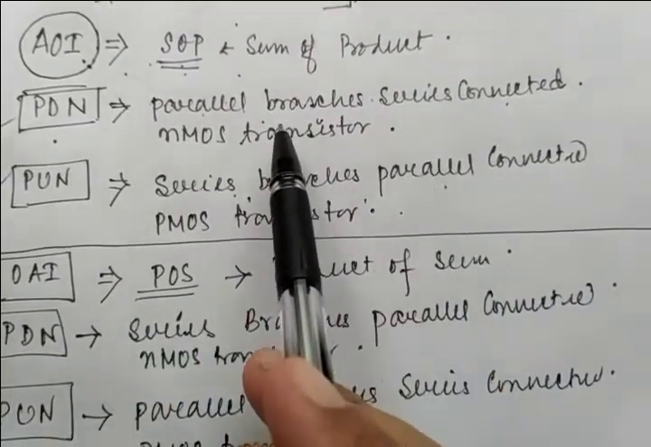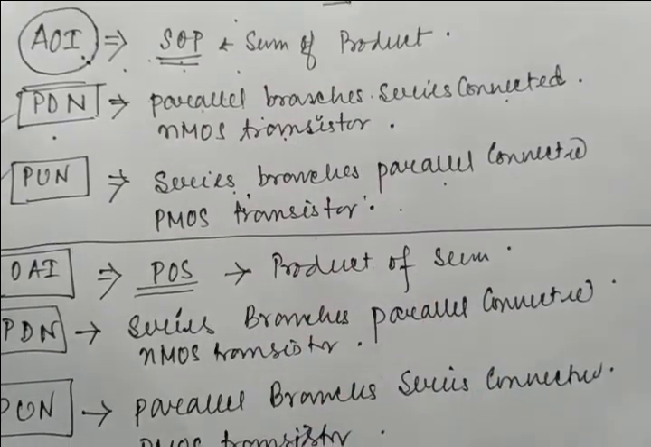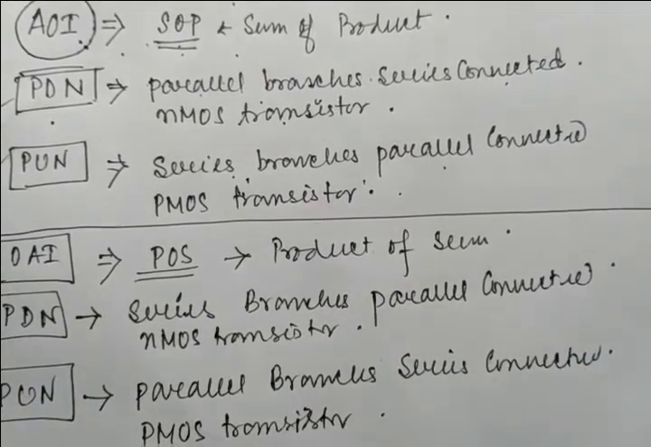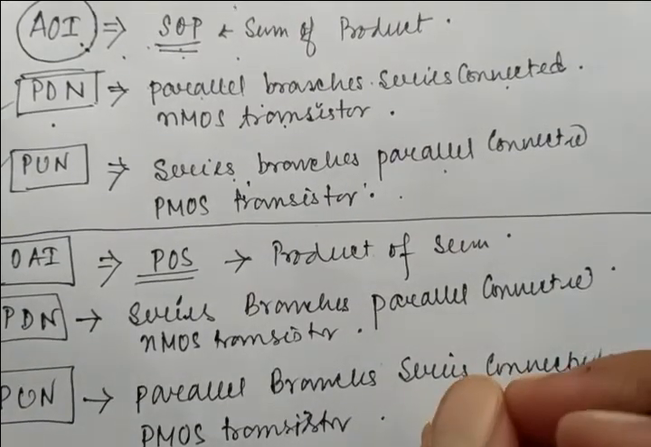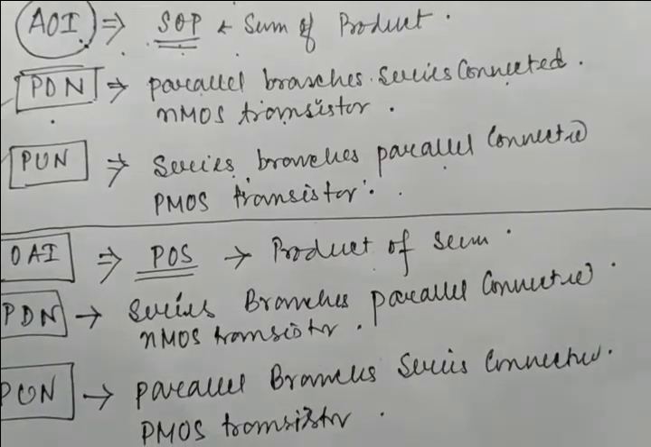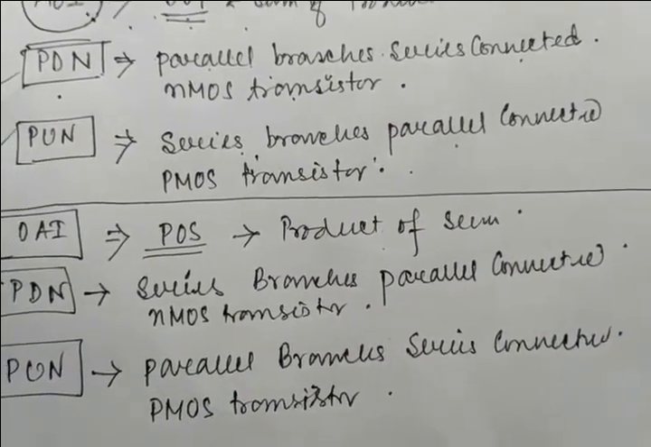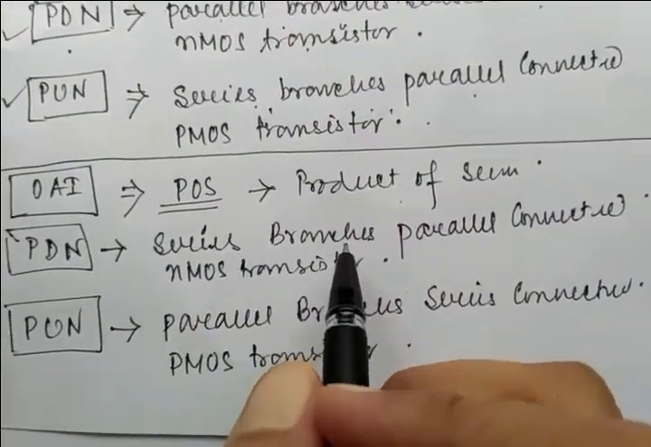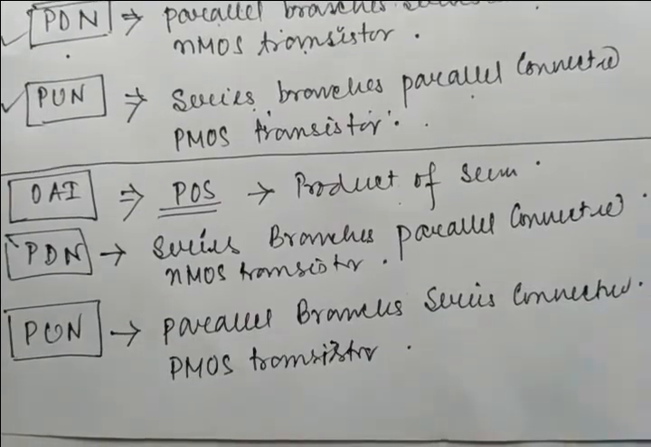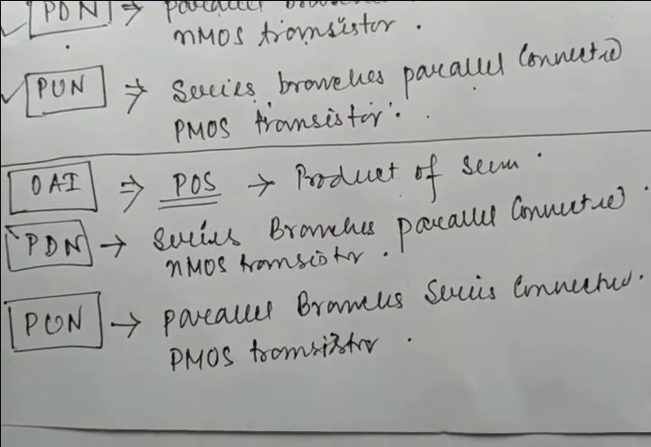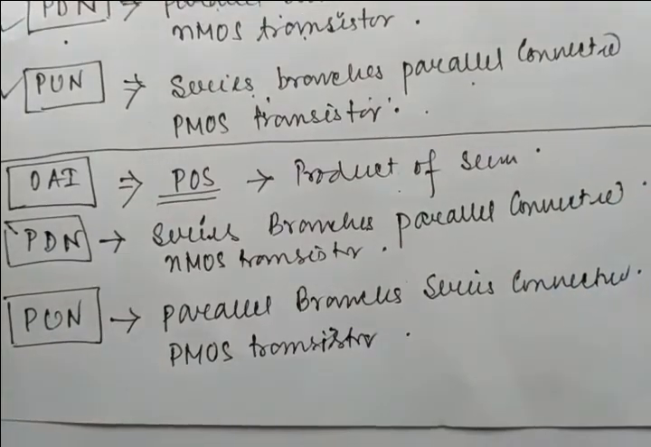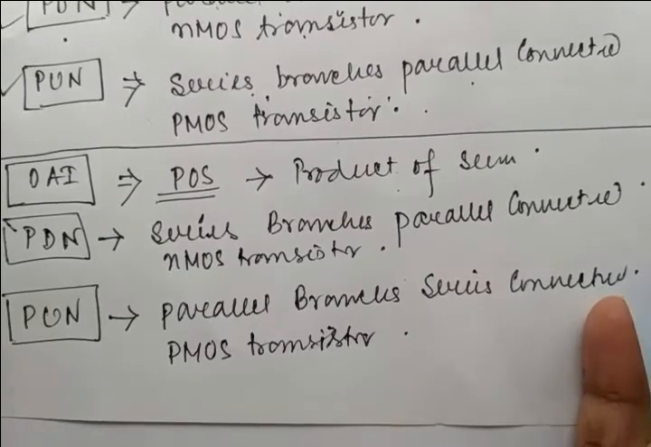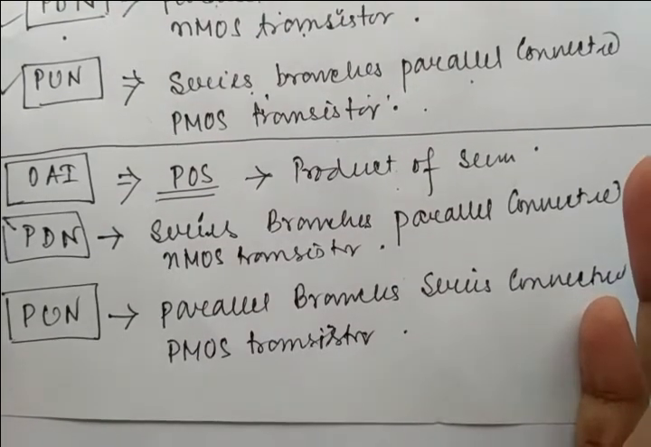Please go through these lines. If possible, repeat it 1000 times, otherwise it will not come into your mind, to understand well what parallel branches are, what series branches are, what series connected is, and what parallel connection is, right? And it will be totally opposite for your OAI logic. I am going to realize the design part in segregated portions, so that we can design any expression and any digital VLSI circuit.